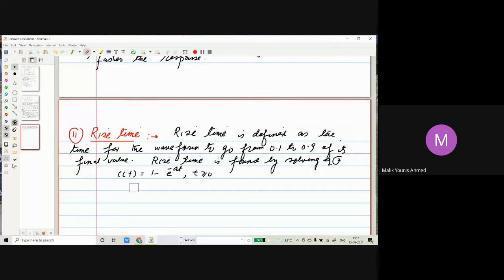We have to do it like this only, but let us first clear. So first time, the first response will be 0.1 because it has to rise from 0.1 to 0.9. So second will be in that case, and C(t2) will be up to 0.9.